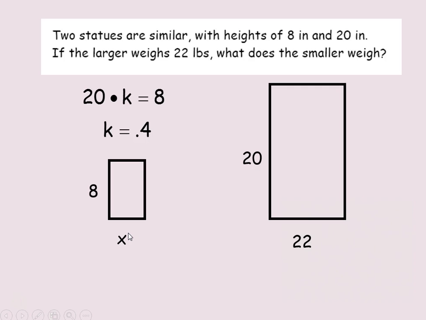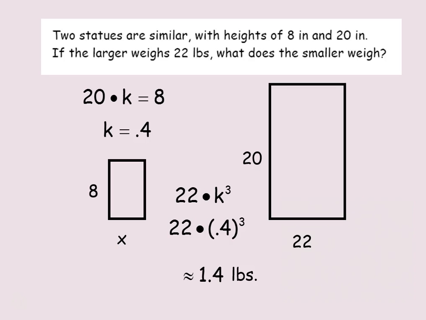Weight is a three-dimensional idea, an idea of volume. So what I have to do with the scale factor here is cube it, do 0.4 to the third power, and then multiply that by 22, the known volume. So 22 times 0.4 to the third power is going to be the volume or the weight of the smaller statue, which is approximately 1.4 pounds. That comes from 0.4 cubed times 22. 1.4 pounds is approximately the weight of the smaller statue since they're similar.